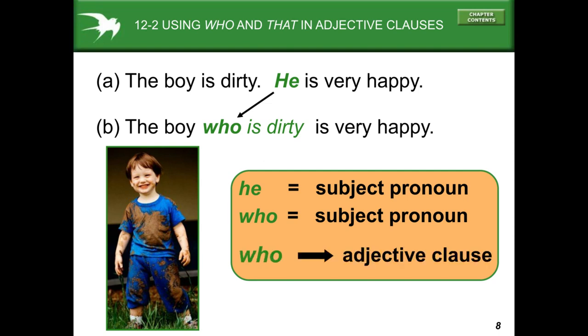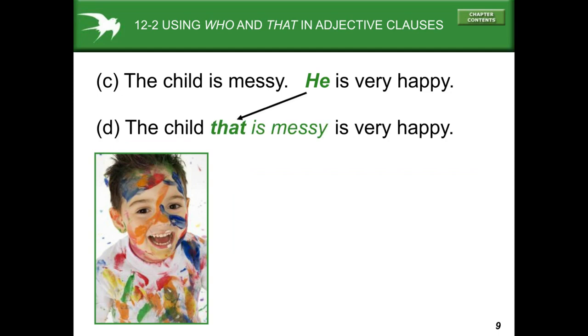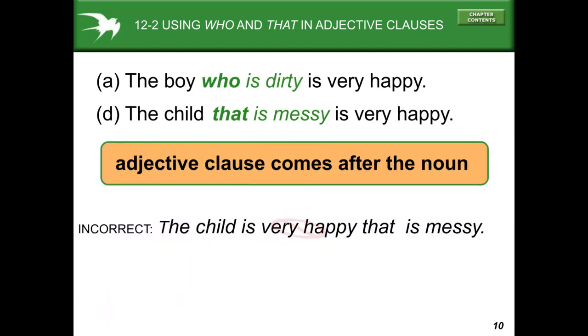Okay. So let's see if we can make this animation happen again. He changes to who, and who becomes our adjective clause. Okay. So the child is messy. He is very happy. The child that is messy is very happy. That is our subject pronoun. Forgive my PowerPoint. It's kind of freaking out right now. That is a subject pronoun and it can also replace who. So when we're talking about people, we can say that or who. So the child who is messy is very happy. That's a good sentence. The child that is messy is very happy. That's a good sentence too.